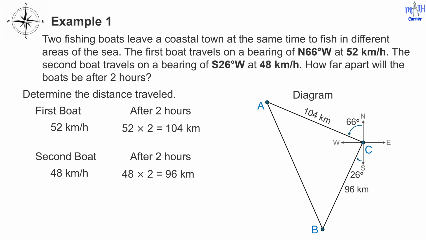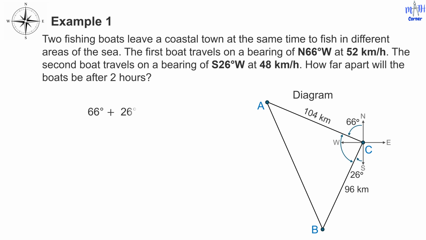Next step, find the included angle. To find the angle between the two paths, add 66 degrees and 26 degrees. The sum is 92 degrees. Since they are measured from opposite north-south directions, subtract from 180 degrees. 180 degrees minus 92 degrees equals 88 degrees. So the angle between paths, or angle C, is 88 degrees.